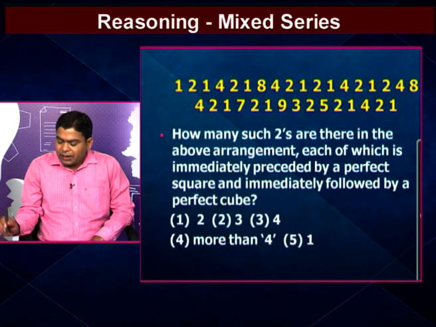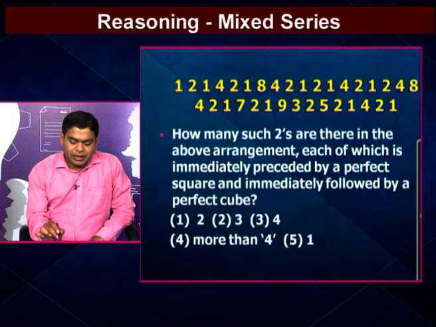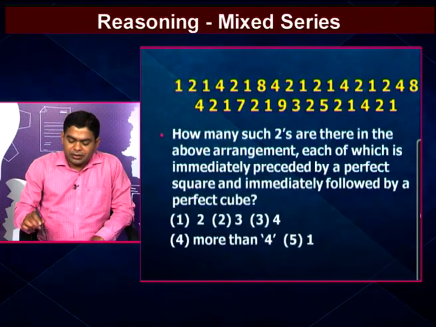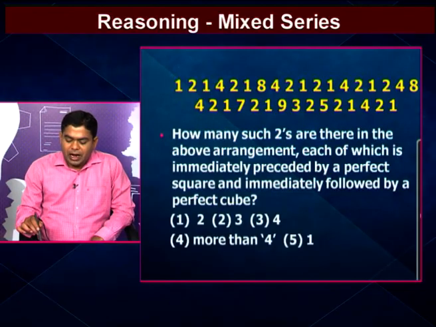That means we go to each 2 and verify the left side and right side. If left side 1 is there and right side 1 is there, we count that element. If left side 4 is there and right side 1 or 8 is there, we count that 2. Here the first 2 has 1 on its left side. That 1 is a perfect square, and it is followed by a perfect cube. So that is one 2. Then we go to the next 2. Again it is preceded by a perfect square and followed by a perfect cube, so that is another 2.